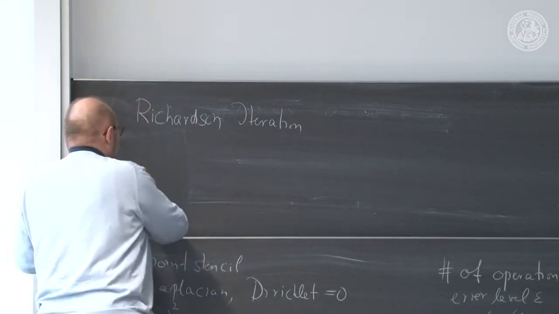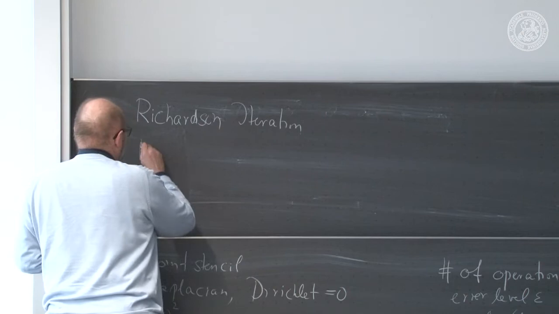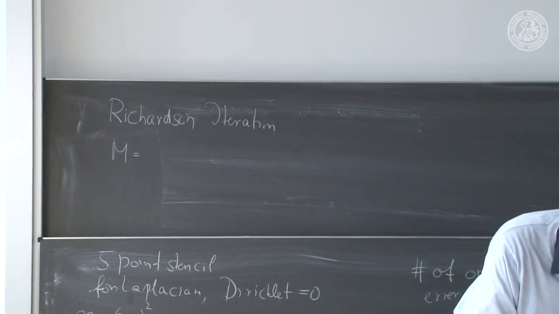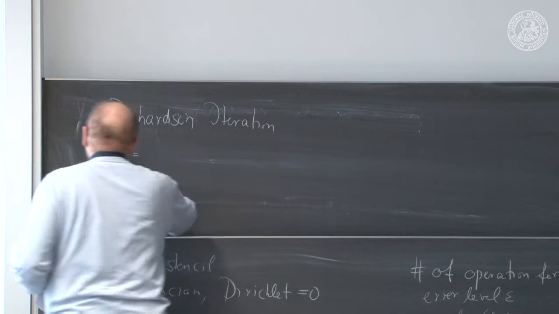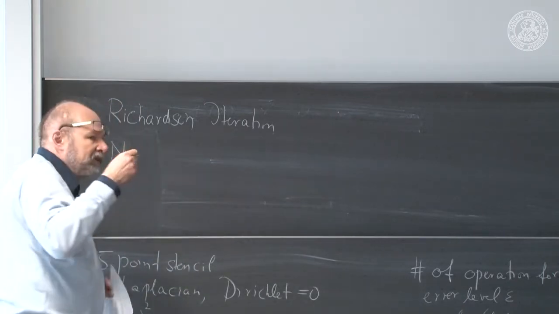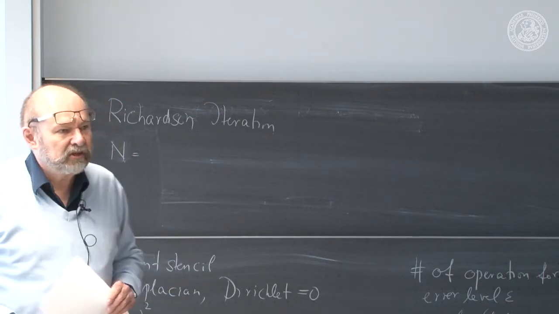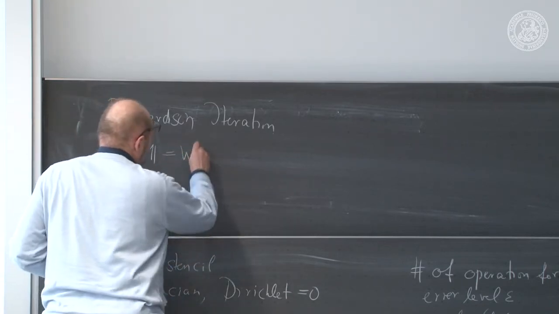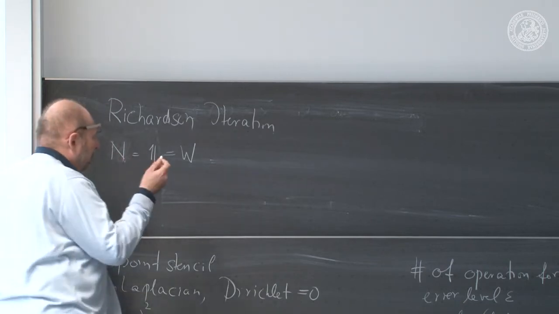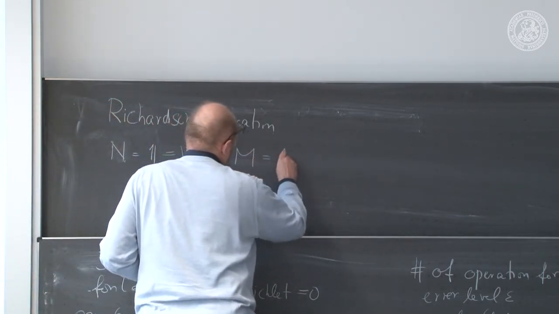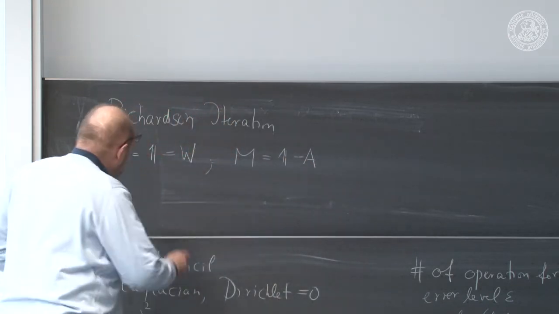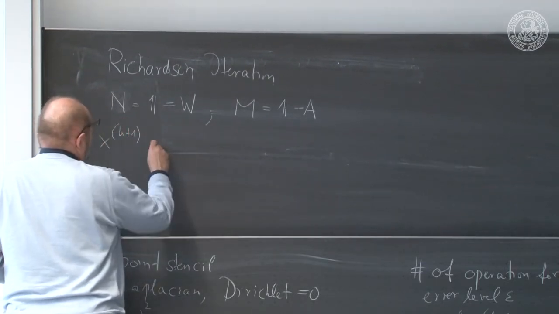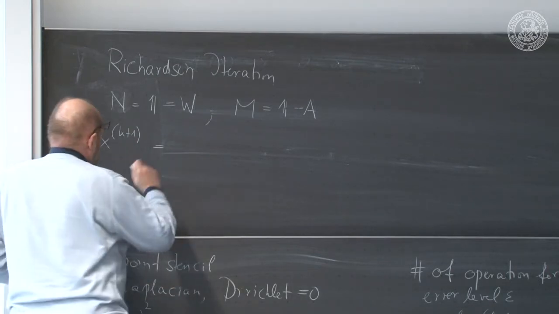So what is the Richardson iteration? So we have a matrix A, and as matrix N, we just take the identity matrix, as the matrix which is responsible for the simple set of equations to be solved in each iteration step is taken as the identity matrix, and of course correspondingly also the inverse is the identity matrix. And therefore by consistency M has to be identity minus A.